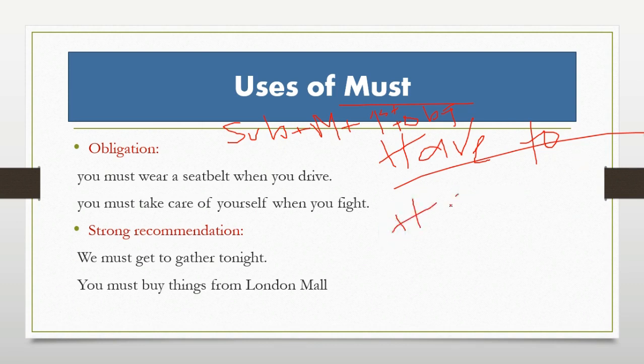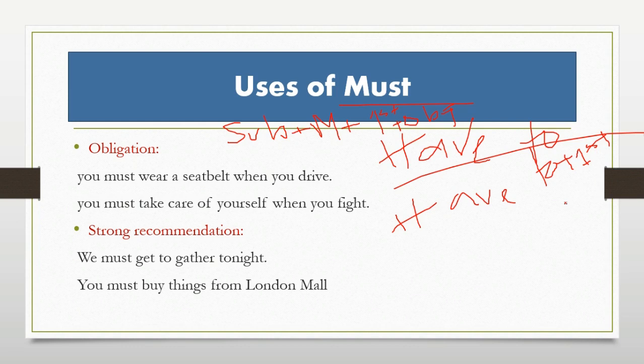After have, we use to plus first form of verb. For example, I say I have to attend this class. But if I want to make it negative, then I would use simple present: I do not have to attend this class. Do I have to attend this class?